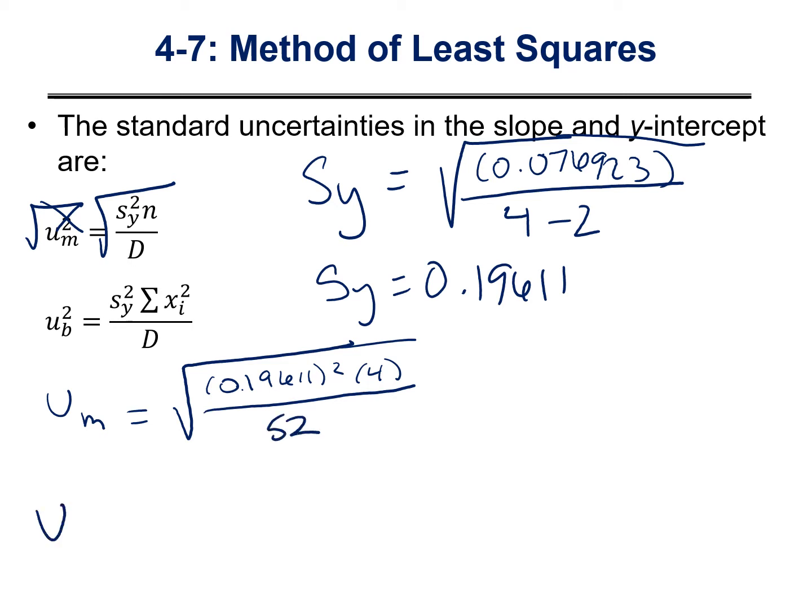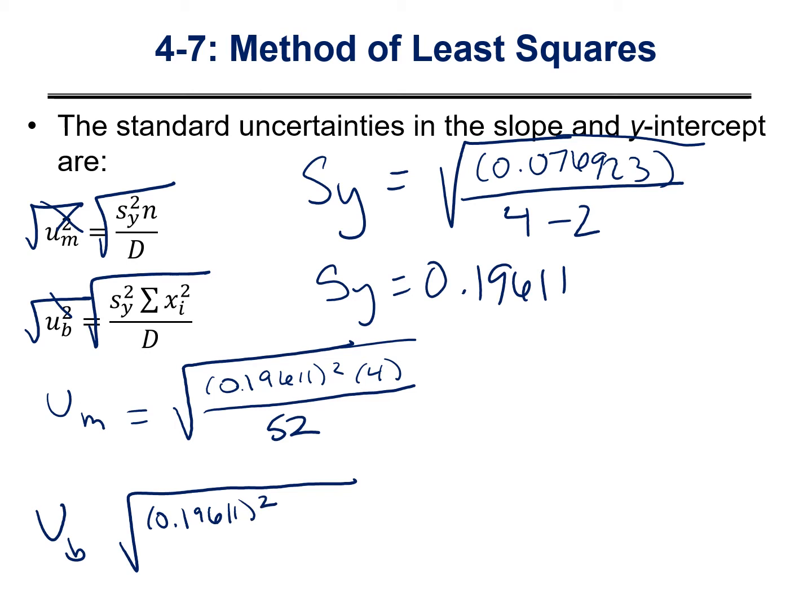Now let's do ub. So I would just square root that to get rid of the square on both sides. And if I recall the sum of x squared, that was 62 divided by d, which was 52. So my uncertainty of my slope is, and my uncertainty of my y-intercept is.